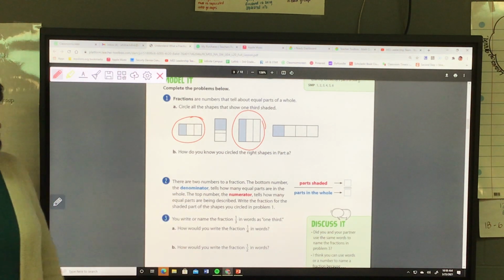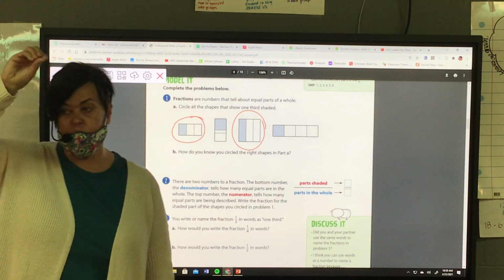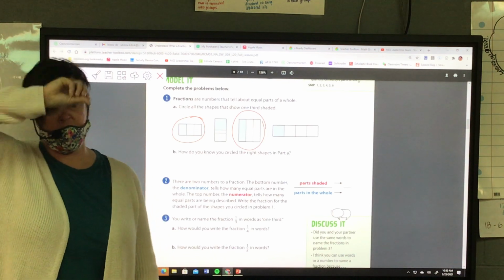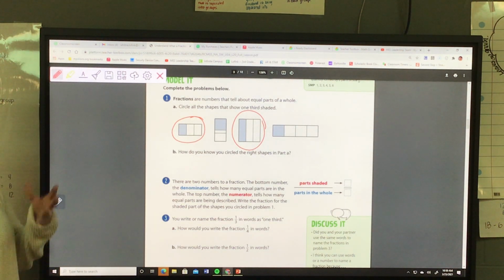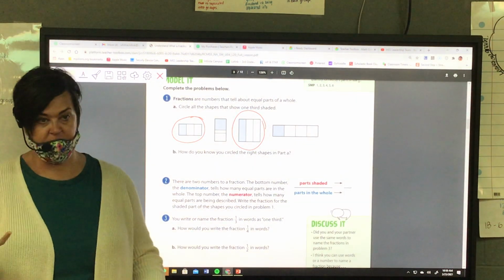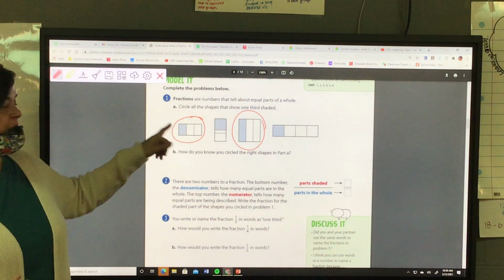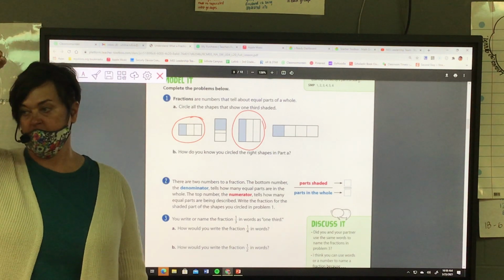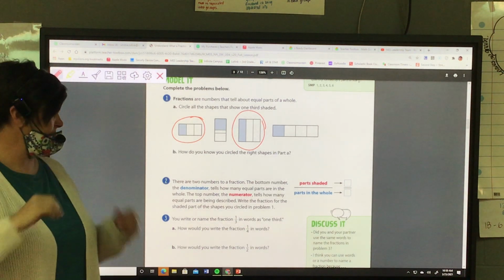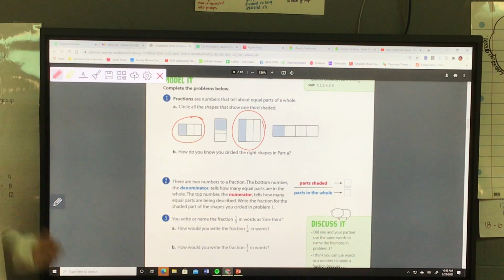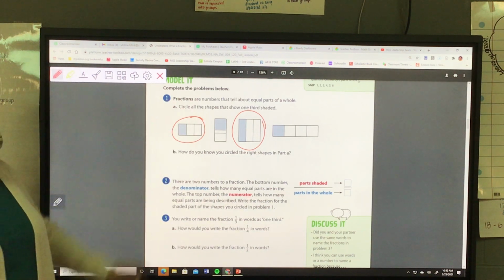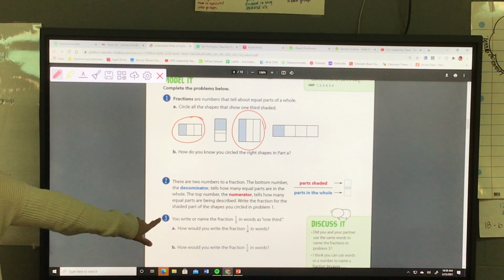The top number is the numerator. What is the top number? The numerator. And that tells how many equal parts are being described. Like in this one, 1 is our numerator because one part is shaded. Okay, so write the fraction for the shaded part of the shapes you circled in problem 1. Look at 3.